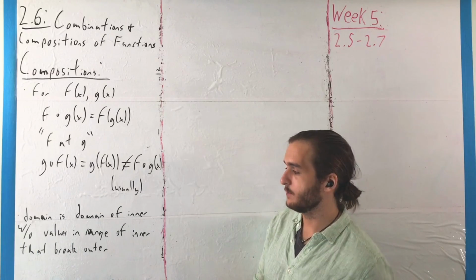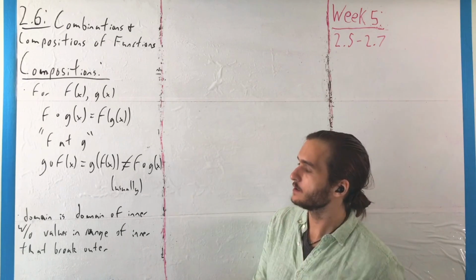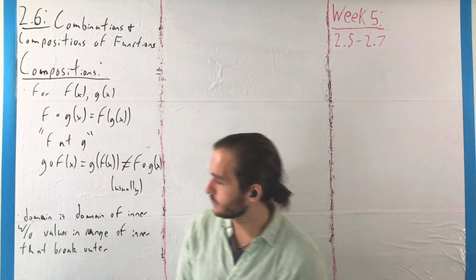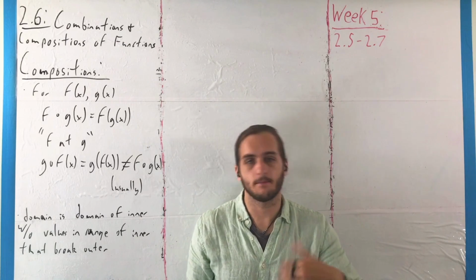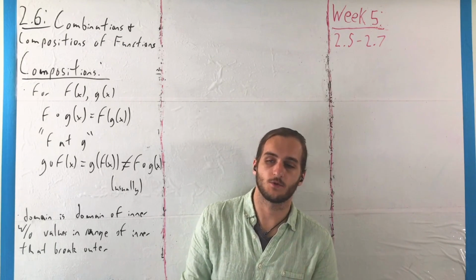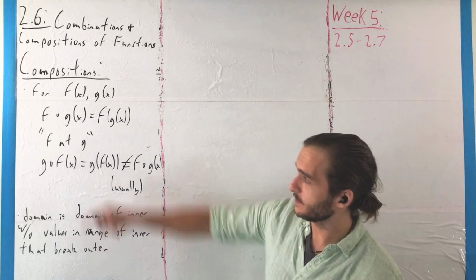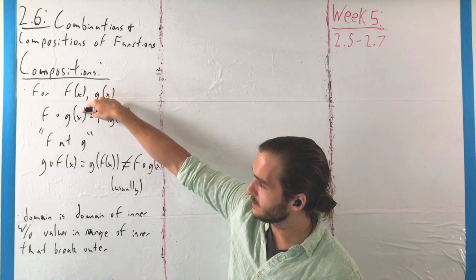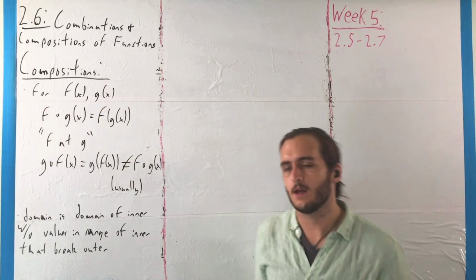Generally, if we want to find the domain of a composition, the domain will be the domain of the inner part. So if it's something like f composed with g, that would be the domain of g, along with the values in the range that do not break the outer function. That is, the values in the range that are not in the domain of the outer function. So we would have the domain of g and the values in g's range that don't break f.